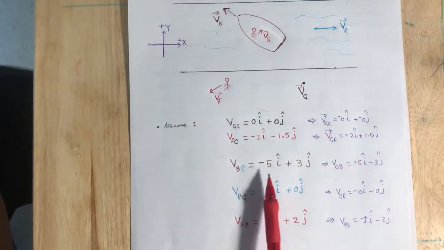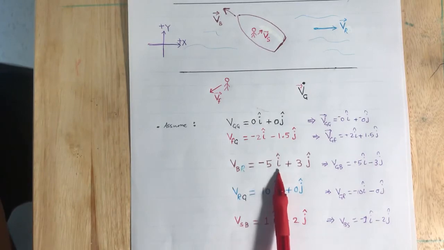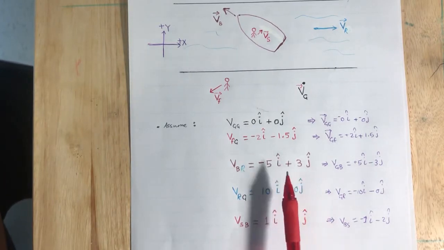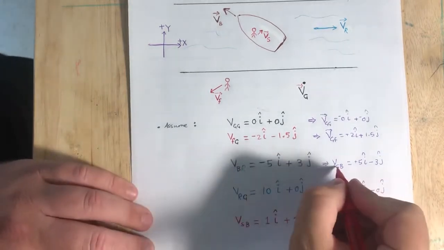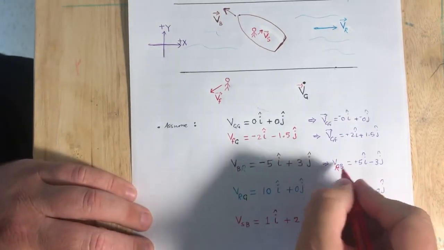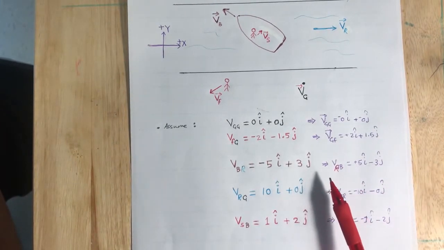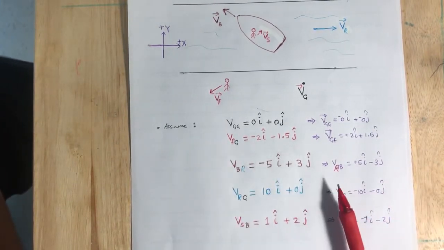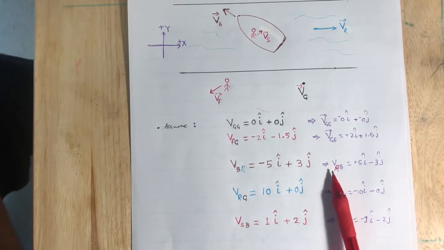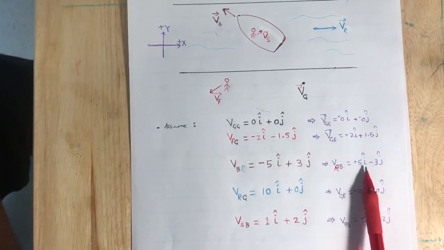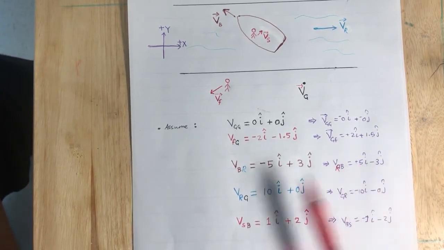The velocity is -5 i hat plus 3 j hat. What is the velocity of the river with respect to the boat? It is the same speed but in the opposite direction. It will be +5 i hat, -3 j hat.